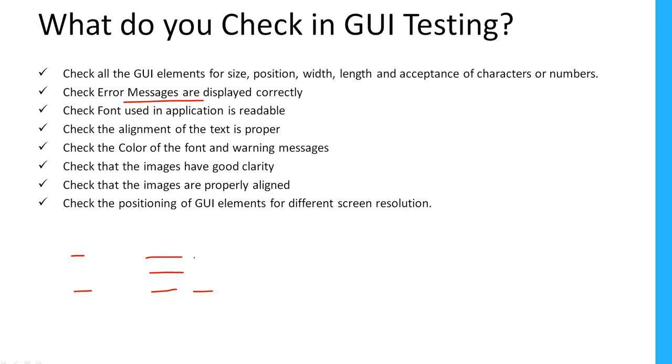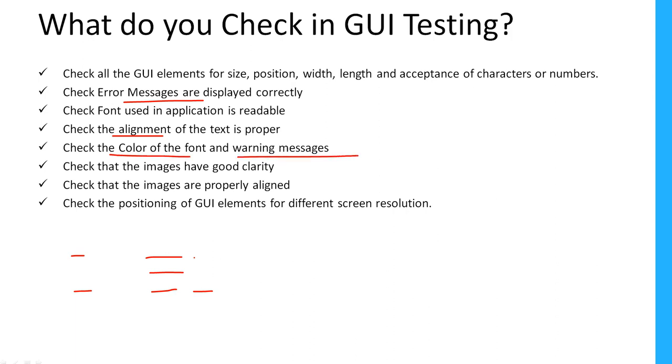So check the font used in the application is readable, and check the alignment of text is proper. So this is also very important, alignment. Sometimes when you zoom out the page or zoom in, alignment will be gone, so we need to verify that. And check the color of the font and warning messages. So whenever we have a font in an application, the color is also very important. And whether warning messages are readable or not, we need to verify.